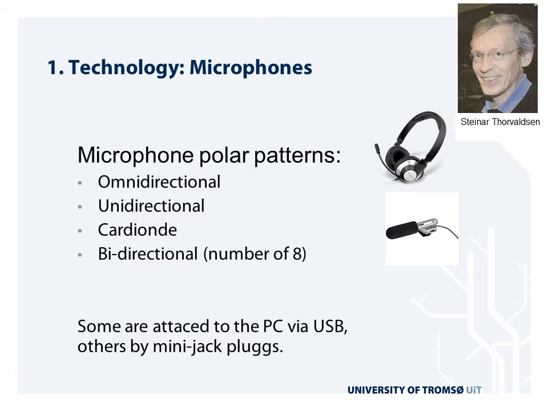Concerning technology, there exist several types of microphone with different sound characteristics, often called polar patterns. First we have the omnidirectional recording pattern, which records sound in all directions equally. The unidirectional pattern records only in one direction, and the cardioid pattern records in a broader pattern in front of the mic. A bidirectional microphone will record in two directions, like the number 8. Some microphones are attached to the PC via USB, others by mini jack plugs.